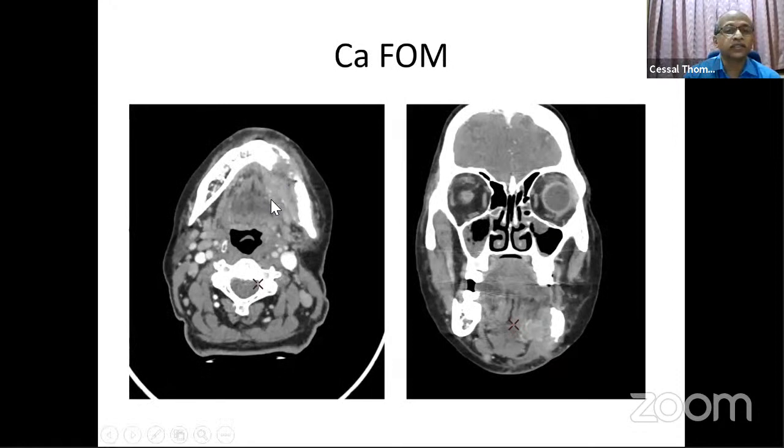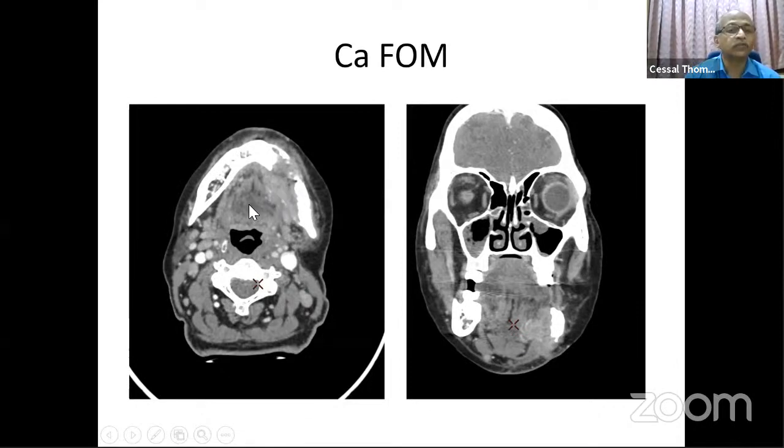So here you can see an enhancing, poorly defined mass in the floor of mouth, and there is destruction of the adjacent mandible. And in the coronal, you can see the lesion here with the destruction. And once you know the anatomy, you can easily identify which structures are involved and which structures are not involved. So here one thing is definite: this lesion is not crossing the midline, because I can see the lingual septum beautifully, I can see the genioglossus muscle beautifully. Okay, so this is not crossing.